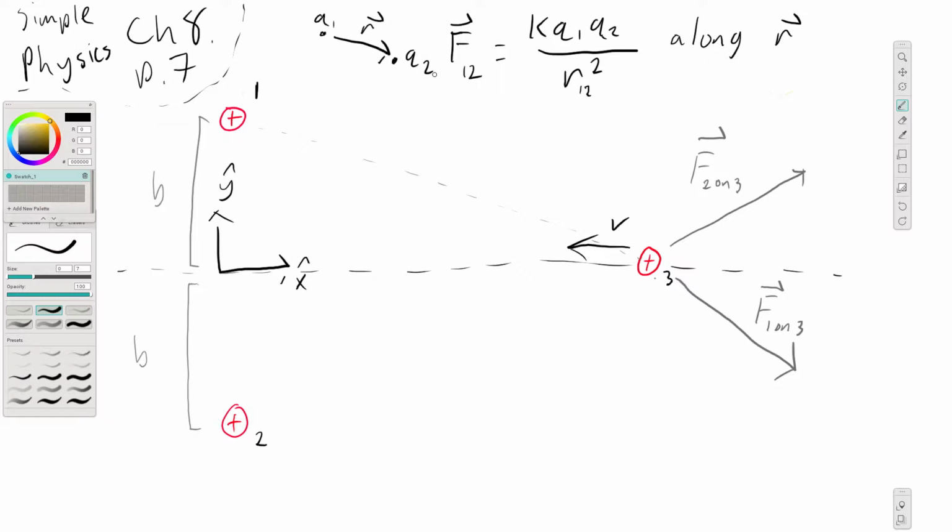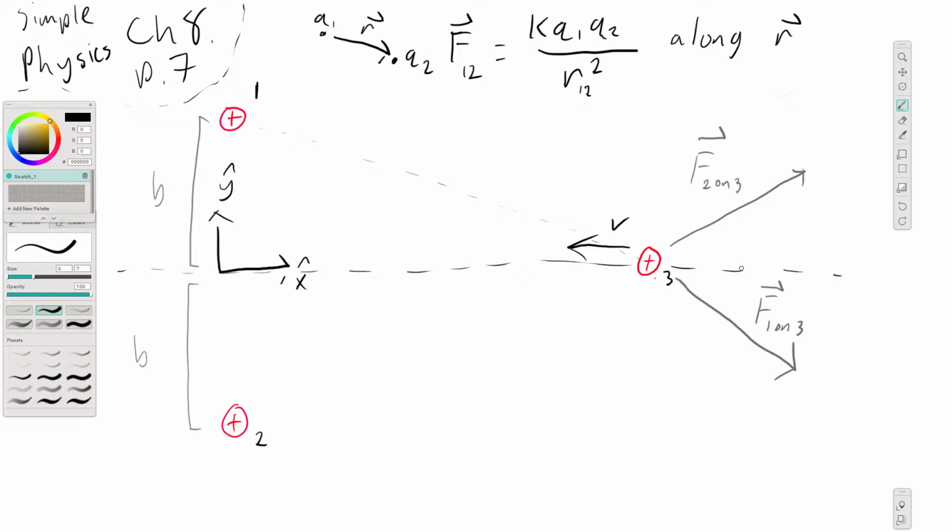Are the distances the same? Also yes, we're dealing with charges that are equidistant from the axis on which charge 3 is traveling. We know this will be true for any x position of our charge 3. The way I've drawn these forces is accurate in that they both have the same magnitude. They're both pointing up the same angle from the x-axis.